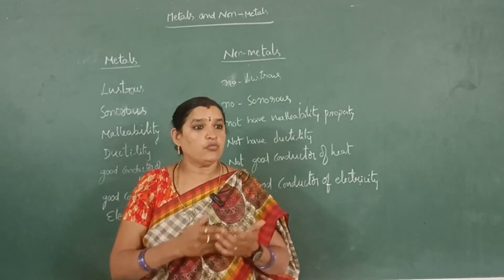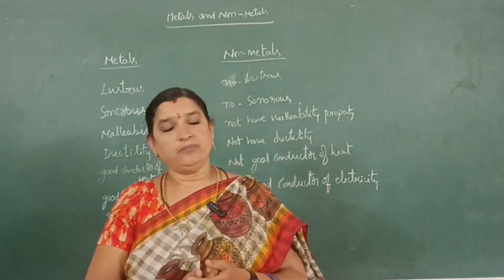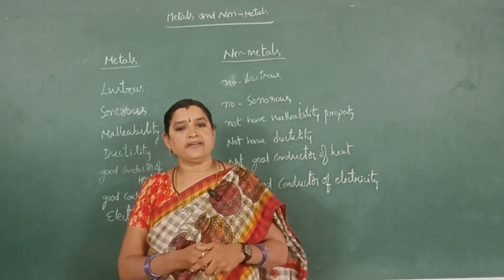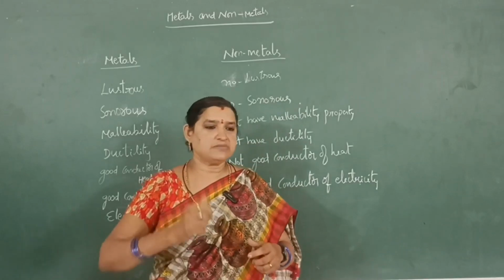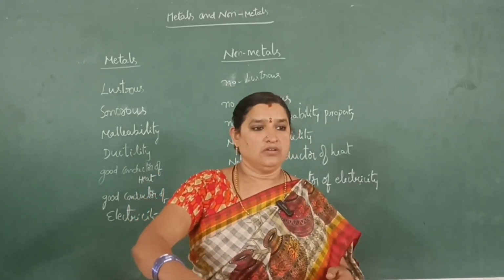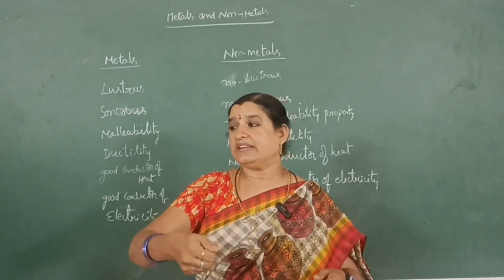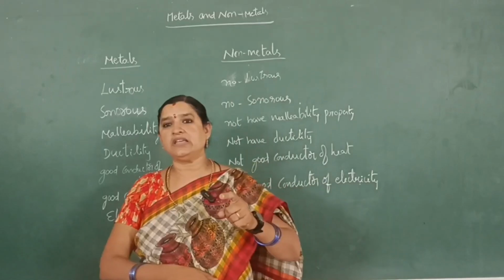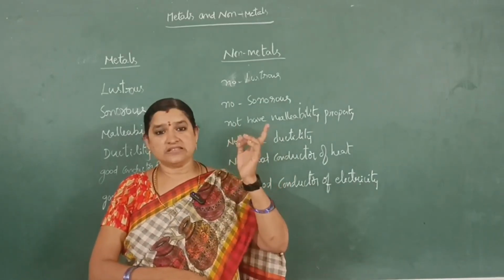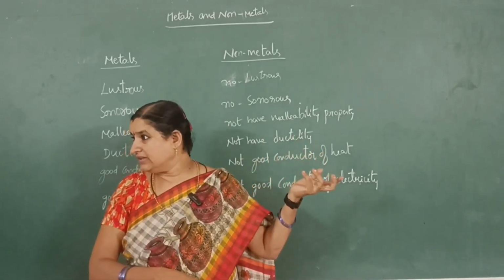We can make them as foils. That property is called malleability. And also, if you observe while preparing food, if you forget a metal stirrer and after some time you touch that metal, what will you observe? You will feel the heat. So metal is a good conductor of heat. We are using metals in electrical wires for the supply of electricity. So they are good conductors of electricity.